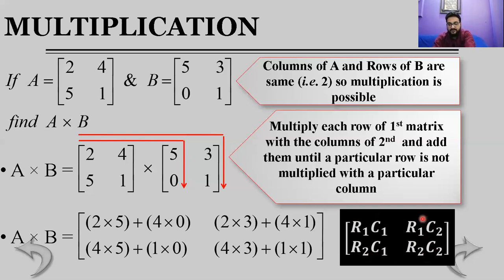Now we are talking about the position of B. So position of B is this, that first row multiplied to second column. The first row is here and multiplied to the second column. So 2 multiplied by 3, the sign positive between the multiplication, and the second value multiplied to the second value, 4 multiplied by 1. Clear? यहाँ तक clear है? Any confusion in this question?